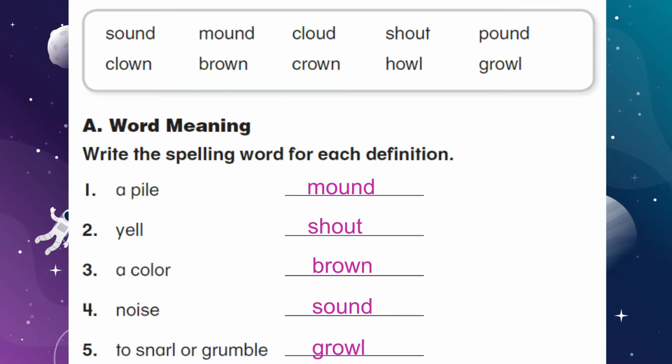2, yell. What does yell mean, guys? It's sound? Clown? No, it's shout. 3, a color. Do we have any colors here in our box of words? Yes, we have the word brown. And number 4, noise means a sound. 5, to snarl or grumble, it's growl. So these are some word meanings of the words here.